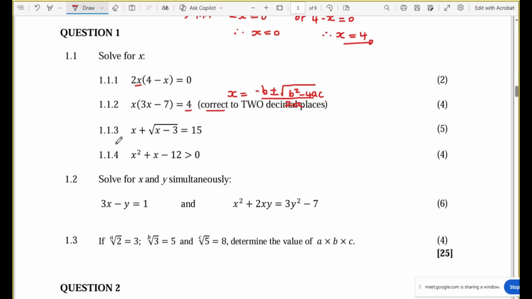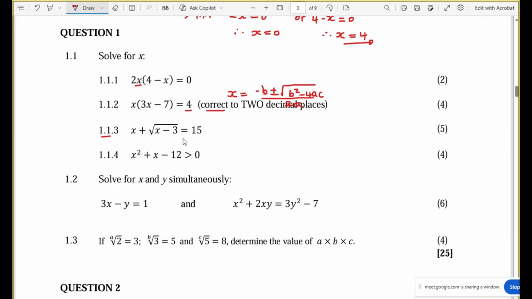Okay, so when you look at 1.1.3, this has to do with sets. What should we do from this one? Can someone please tell me what is the first thing that you do? We transpose x to the other side.